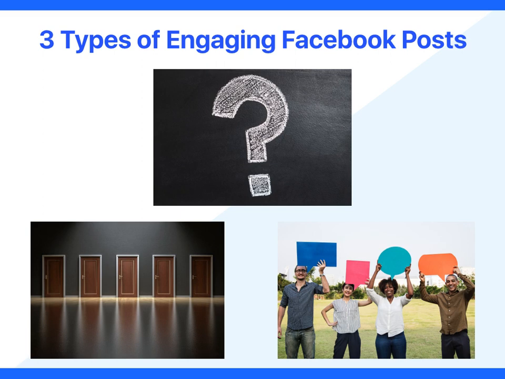So there are 3 types of engaging posts that you can create. Now, the first is to post a simple question. For instance, what is your favorite pizza topping? And the second one is a post asking your audience to make a choice between 2 or 3 things. Most importantly, pick a favorite, or choose a team. The third type of engaging post is the crowdsourced feedback from audience.